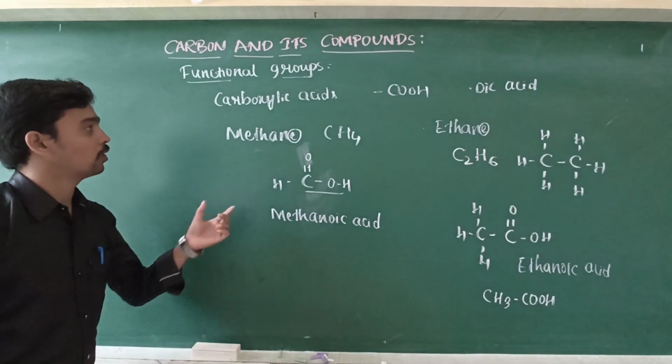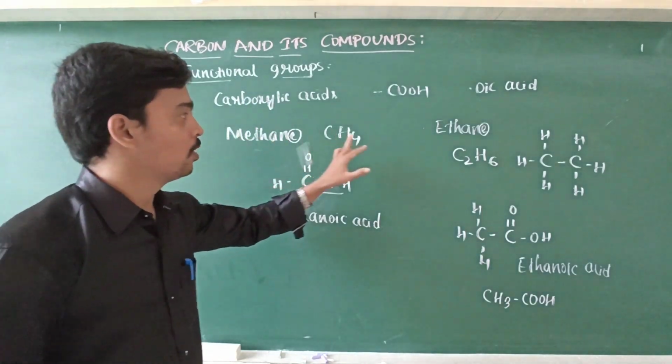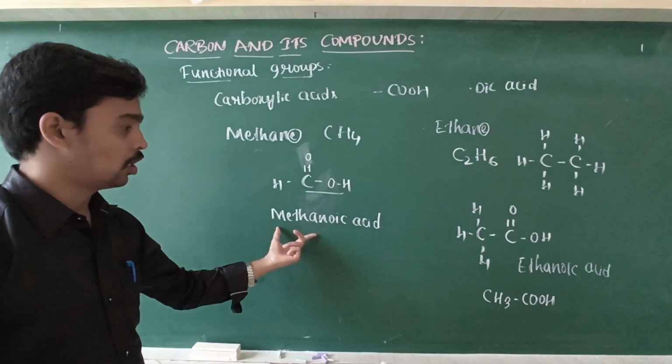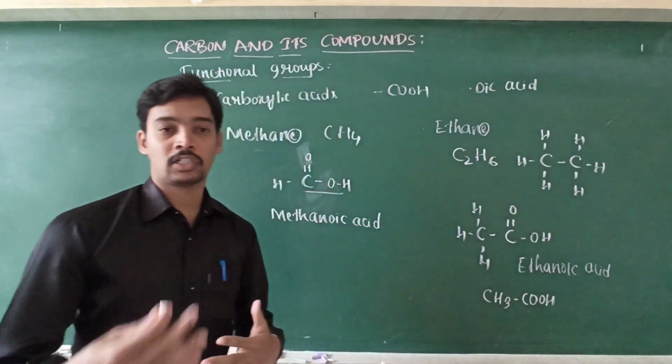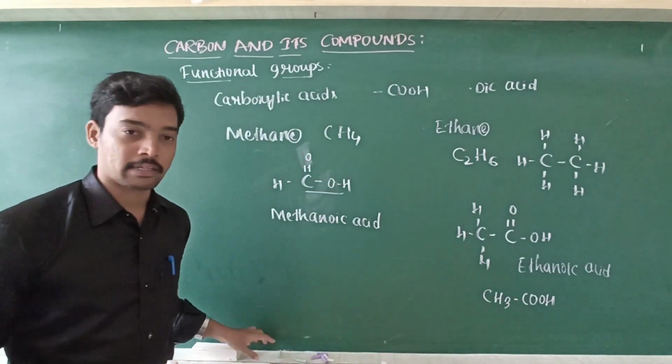Okay. This is how we convert the respective alkanes into their carboxylic acids. Methanoic acid, ethanoic acid, and next propanoic acid, butanoic acid, etc.